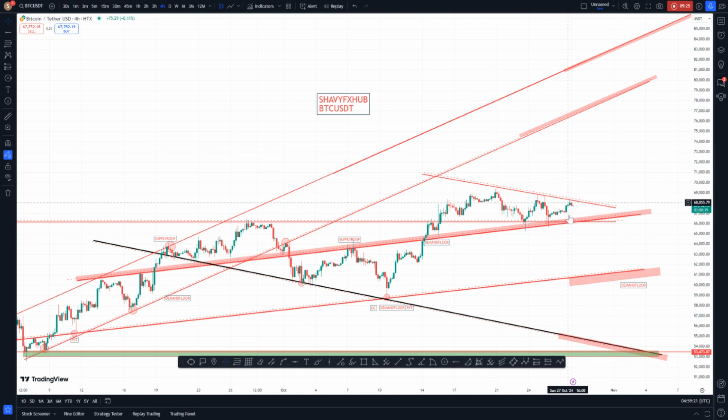So for now, let's see if there is a level of support we found here. There's a good, nice structure here, very nice structure. So I think price might come down here. This level will put price.